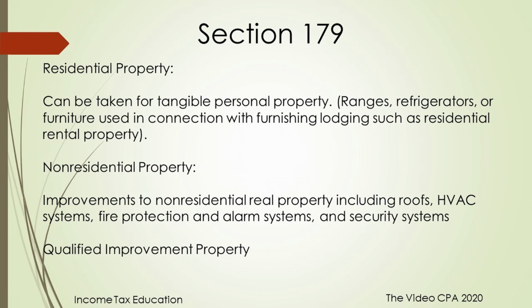Another option related to the depreciation of rental property is the Section 179 deduction, and you may have heard this in relation to other types of property as well. This deduction does not refer to residential real estate or the structure of the building, but it does refer to tangible personal property that is within the building. So ranges, refrigerators, furniture used in connection with lodging, that type of thing. Section 179 basically says that these things can be written off in the year placed in service.